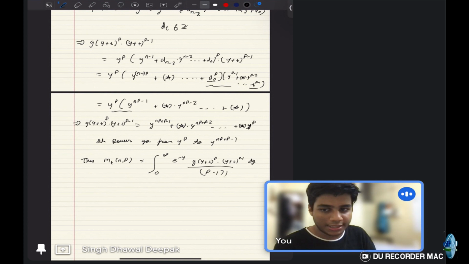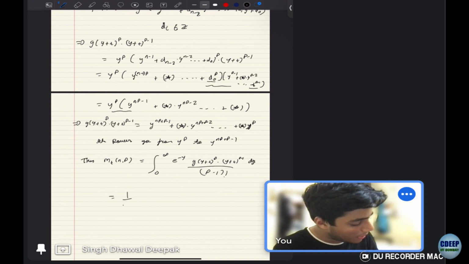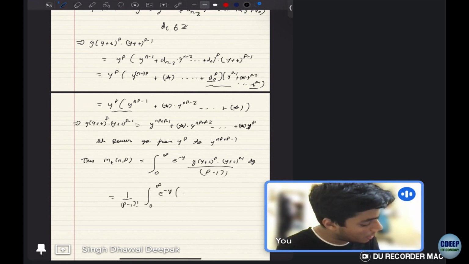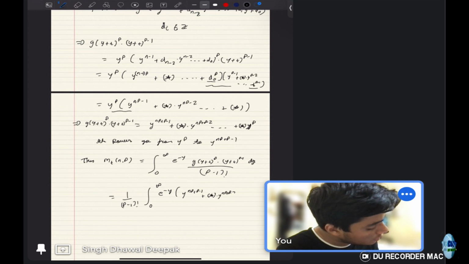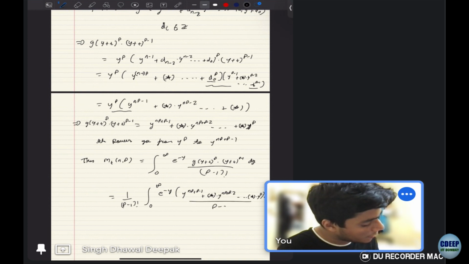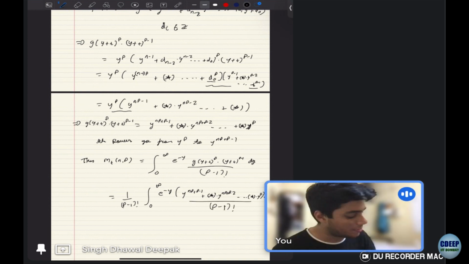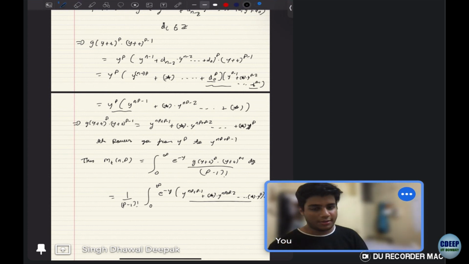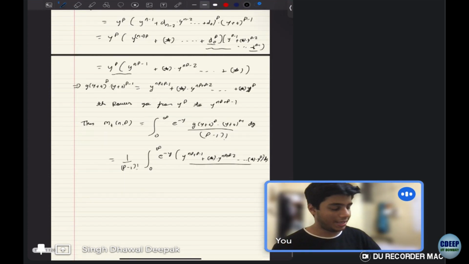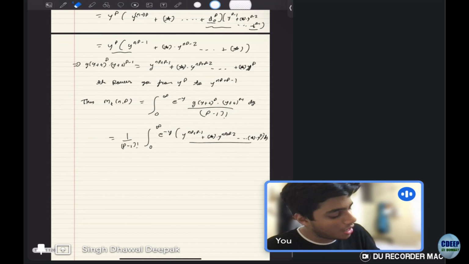Let us write this a little neatly: 1 over (p-1)!, integral from 0 to infinity, e raised to minus y, and then we will just substitute the polynomial, y^(np+p-1) plus star times y^(np+p-2), all the way up to star times y^p, dy, divided by (p-1)!. Oh, no, (p-1)! is already accounted for. Very nice.